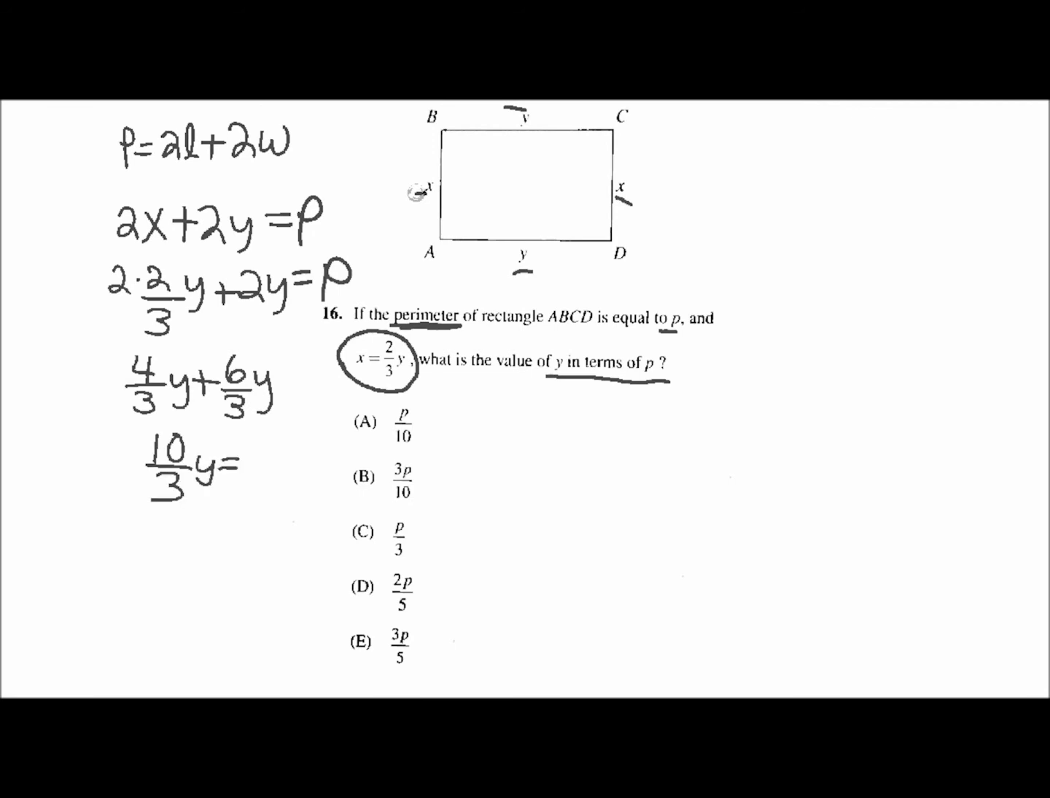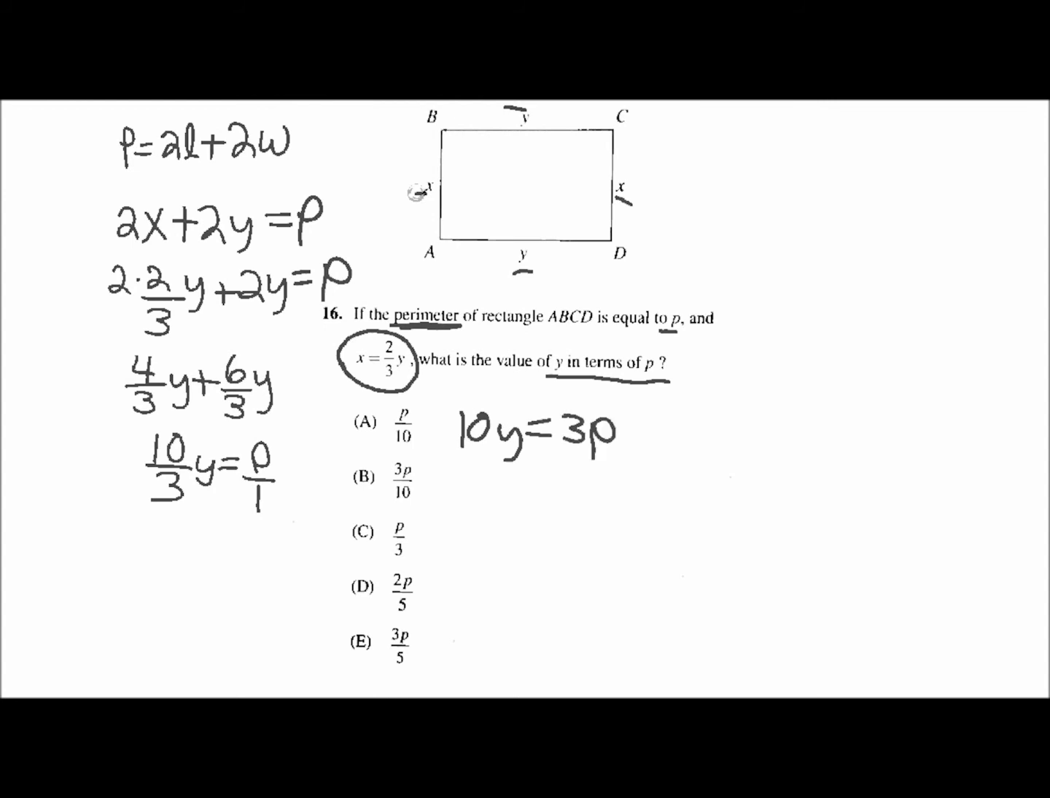equals P. I'll put this P over 1. Now, we want y on one side and we want p on the other side. This is where you can cross multiply here. We can take 1 times 10y, I'll just write it over here, 10y, and we're going to say that equals 3 times p.